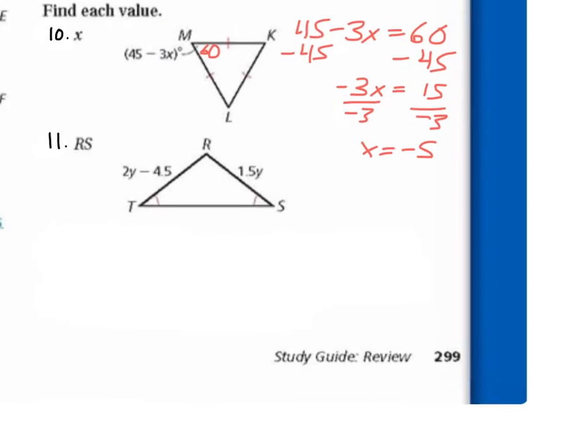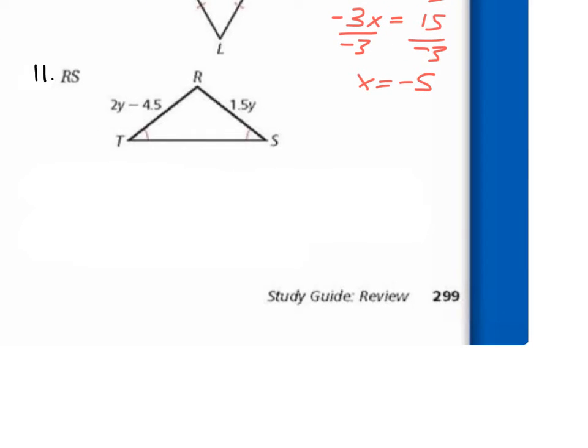Okay, let's look at number 11. How can we find RS? What do we need to do? Equal them to each other. How do we know that these two are equal? What type of triangle is it? Isosceles. So because these angles are congruent, we know that their opposite sides are going to be congruent. So this side's congruent to this one, so we can just set them equal. So we have 2y minus 4.5 is equal to 1.5y.